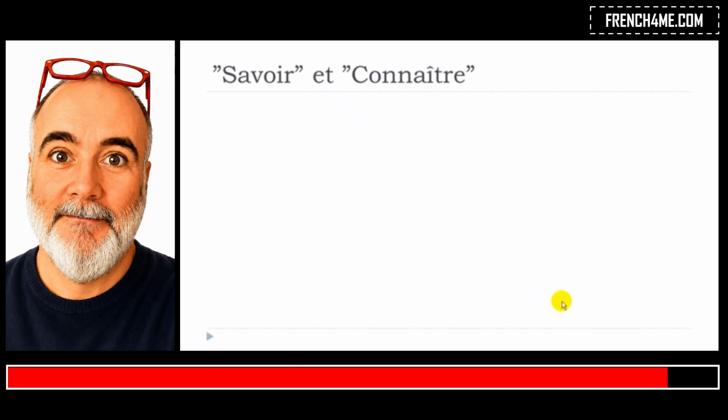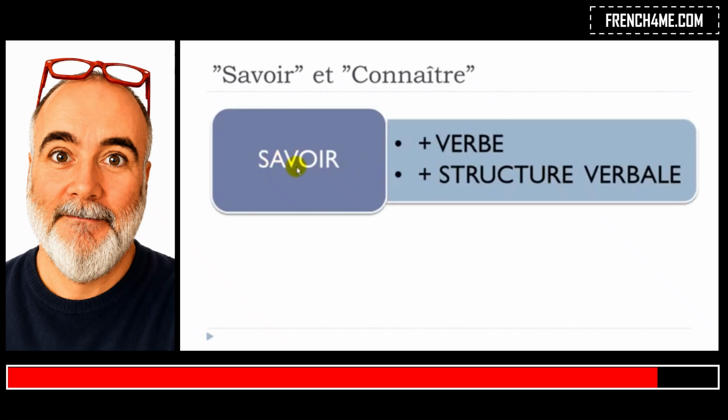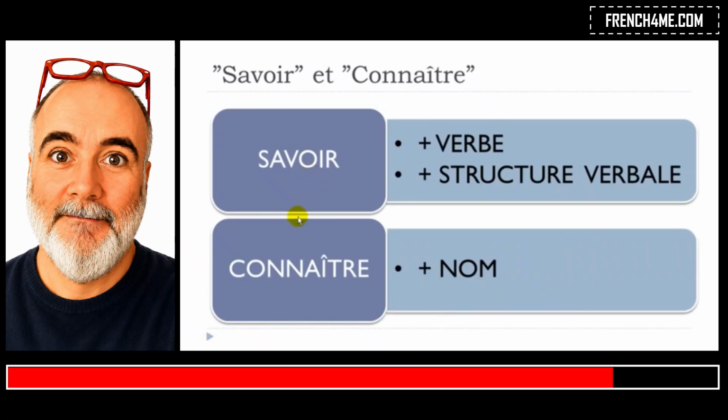What does it mean? It means that you will have two different uses of these verbs. The first one, savoir: the rule is that you will use savoir plus a verb. So if you want to add a verb, you will have to use savoir, or if you want to put a structure verbale, somehow like a sentence. If you want to introduce a sentence after "to know", that's savoir that you will have to use. But connaître, same meaning, it's to know. You will use connaître only if you want to put a name or a noun after connaître. So that's the main difference of use between savoir and connaître.